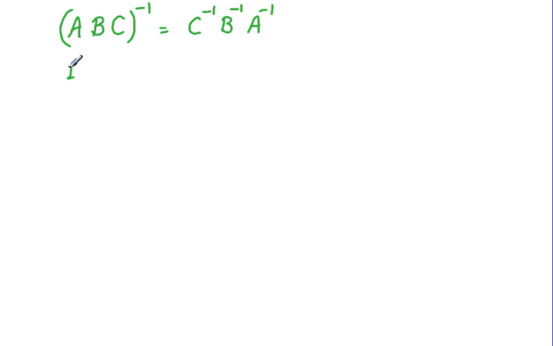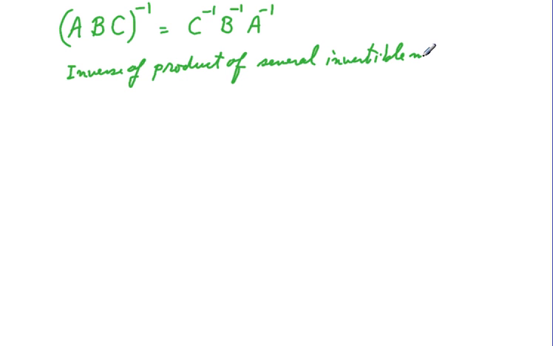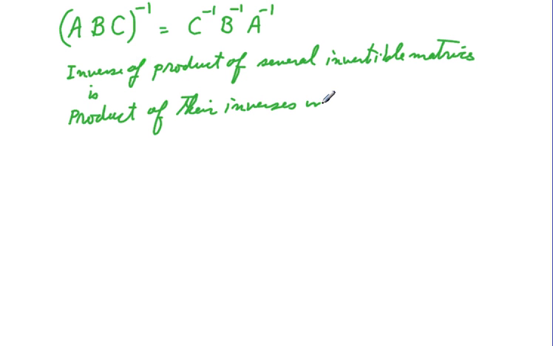So the inverse of a product of several invertible matrices is the product of their inverses in reverse order.